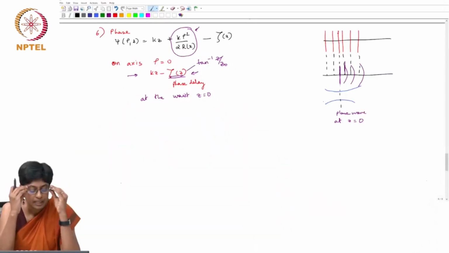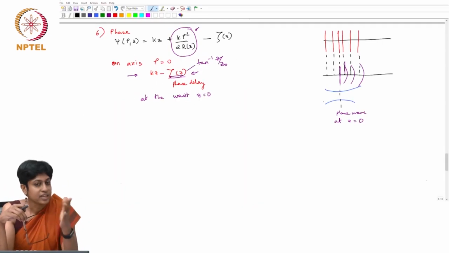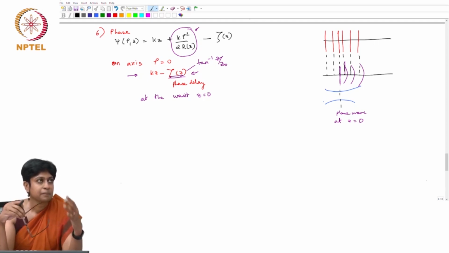So, we are looking at Gaussian beams now, and we were looking at various properties of the Gaussian beam. And we had come to the last property that I want to introduce, which was looking at the phase of the beam. Now, phase of any beam is important because we know that as light travels, the phase is changing. So, propagation changes phase.